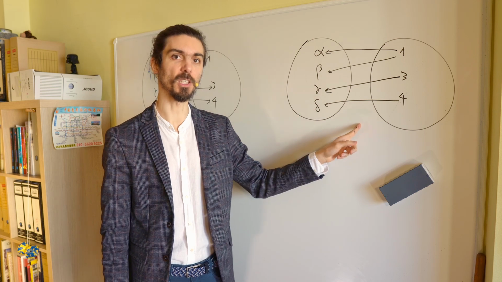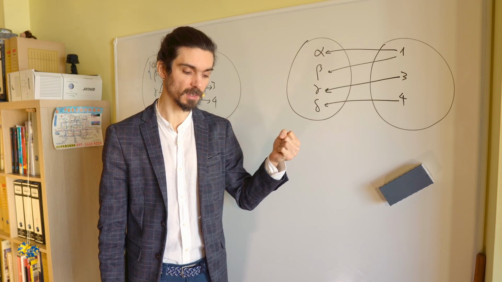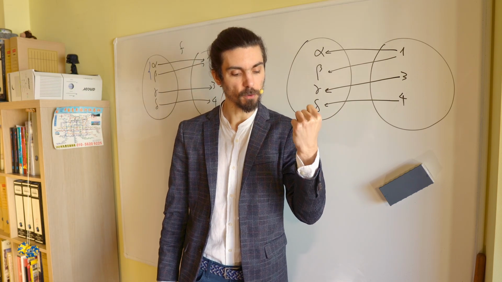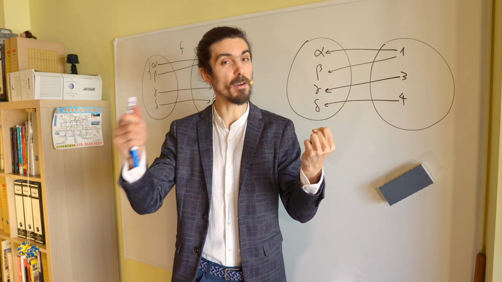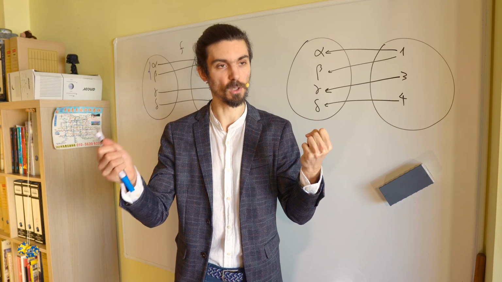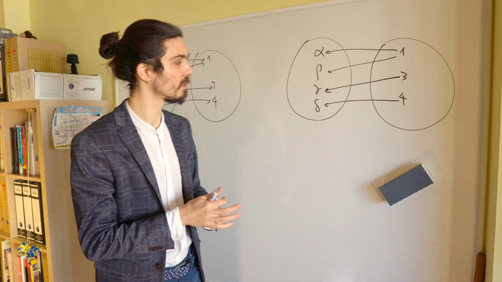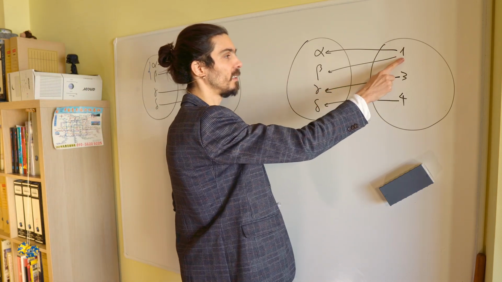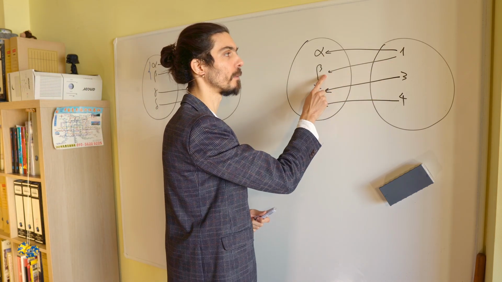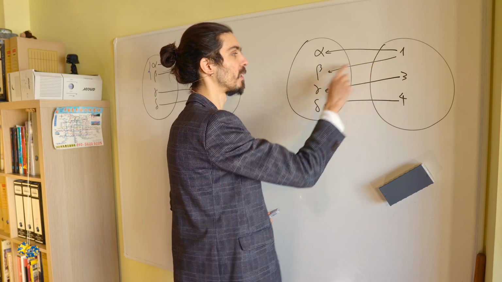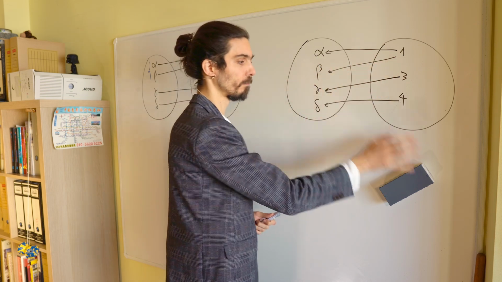If you remember the definition, you should notice that for each element of the domain, we should have a unique assignment on the codomain. Can you see? You should have a unique assignment. But in this case, you don't have that unique assignment. You see, because 1 is assigned to alpha and 1 is assigned to beta.